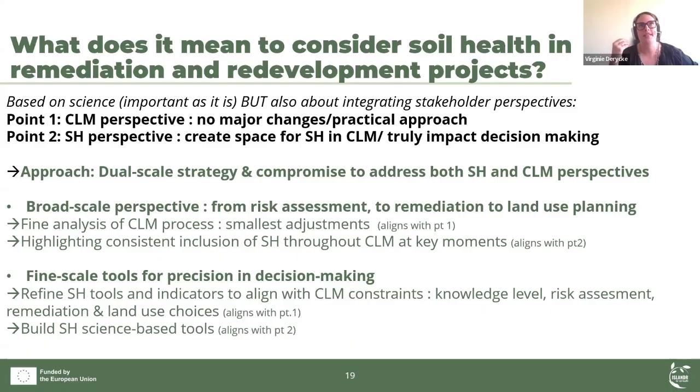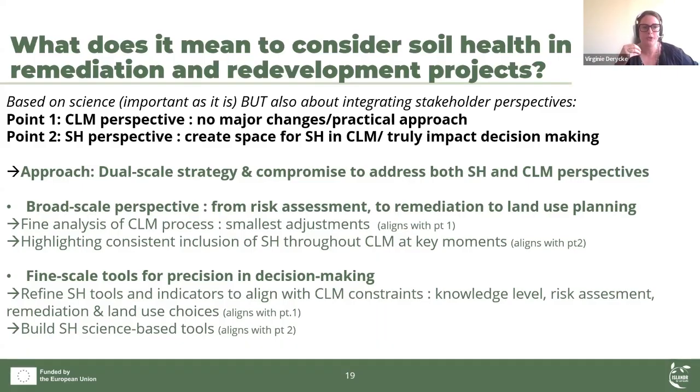And to make it work, we suggested a two-scale approach. We need something that is consistent at a broad scale perspective. We need to make this compromise so that at the end, the risk is managed, as well as the soil health itself. So the methodology was to have a fine analysis of the contaminated land management process to make the smallest adjustments. So really dig into the way contaminated land management is set, and highlight the consistency in the approach.